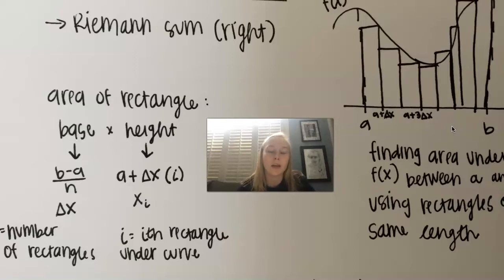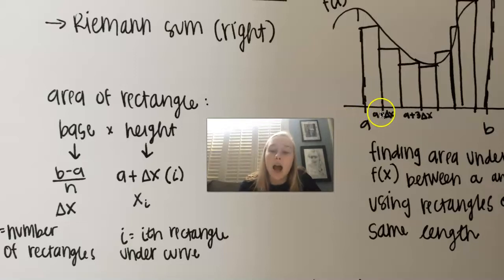The height is a little harder to explain because the height fluctuates with the function. The height, also known as x_i, I use the variable i in all of my examples in the video, but I've also seen k and j a lot. So x_i or x_j or x_k all mean the same thing. The height formula is a plus delta x times i. So a is all this stuff back here, and then you add delta x to it. So right here is a plus delta x.